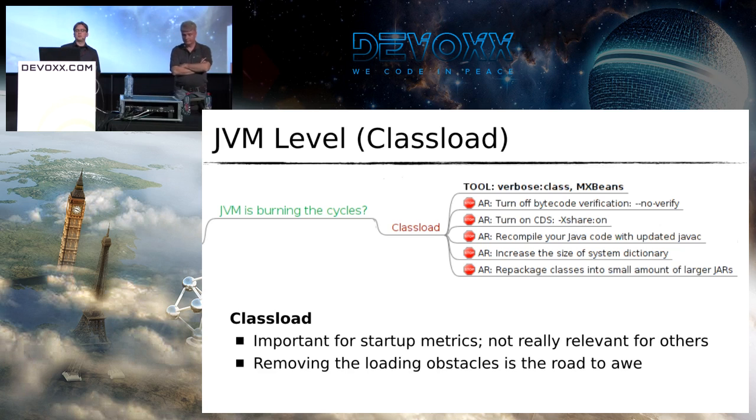You can turn off the verification of bytecode. You can recompile your code to get some of the new features of javac, like the split bytecode verifier. You can increase the size of the system dictionary, which is really odd, but is sometimes a viable optimization. But you have to exercise caution in that.